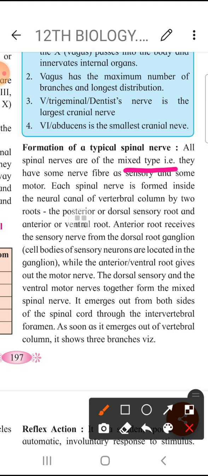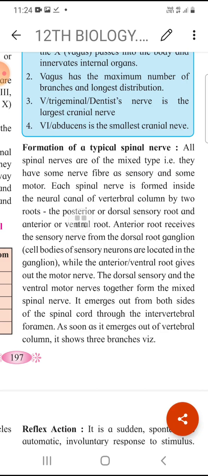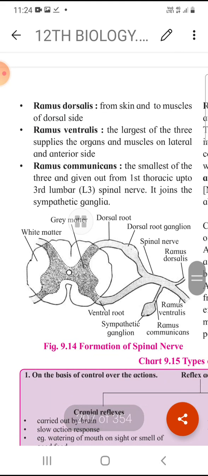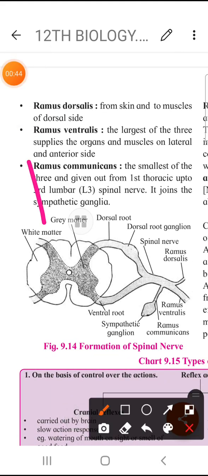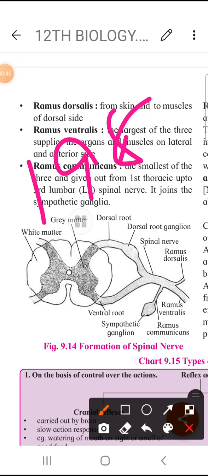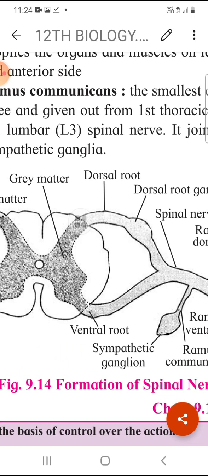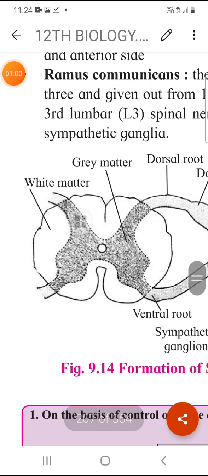Okay, so if a question comes, write a short note on formation of typical spinal nerve. What you're going to do, you will go to page number 198 and take this picture. This picture is half already done because we have done the TS of the spinal cord. Now I'm just going to elaborate it more. So this much is very clear.